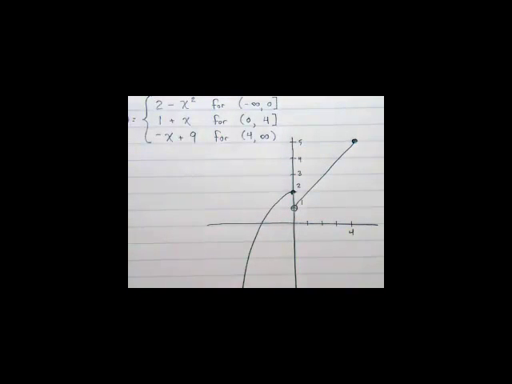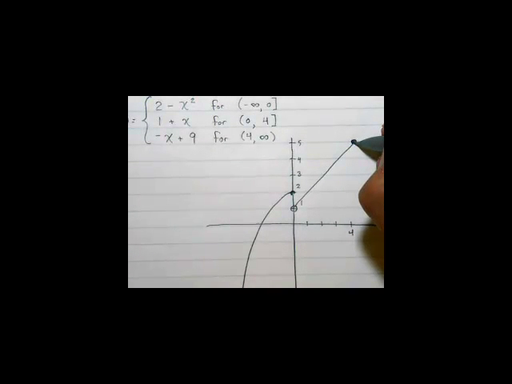And then from 4 to infinity, it's negative x plus 9. So start with the 4 again. If you put a 4 in, what do you get? Okay, so this piece is connected, right? So it's going to start at this point again. And then it's negative x. It has a slope of negative 1 from there. So that's going to come down like that.